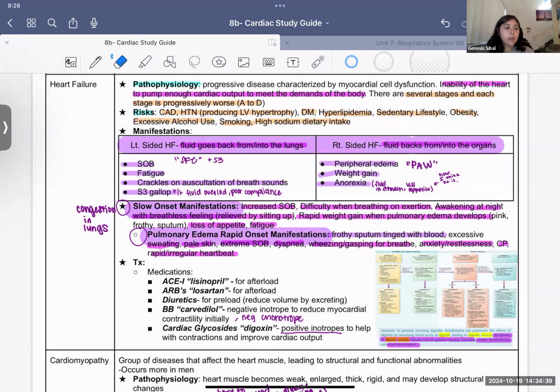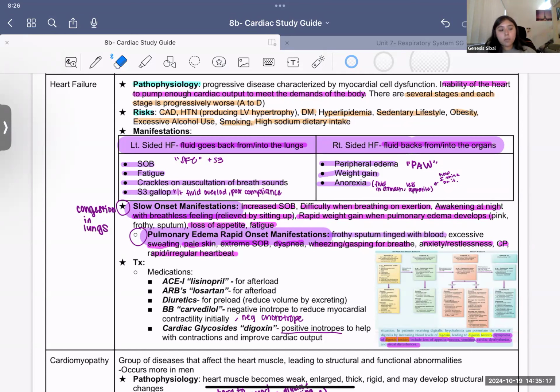And then on the right side, again, it goes from the right atrium to the right ventricle to the pulmonary arteries to the lungs so it can get oxygenated. And you're like, okay, well, it would be the opposite, right? Because the right side is failing. So it's really going to back up from the ventricle to the atrium to the rest of the body, because we know blood comes from the rest of the body to the right atrium and then the ventricle. So the fluid is backing up. Because we're talking about heart failure, the fluid is not able to move on and go forward like it should be. So it's going back up.